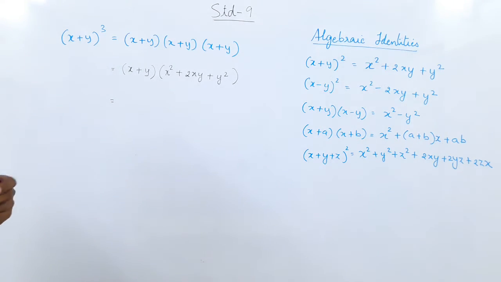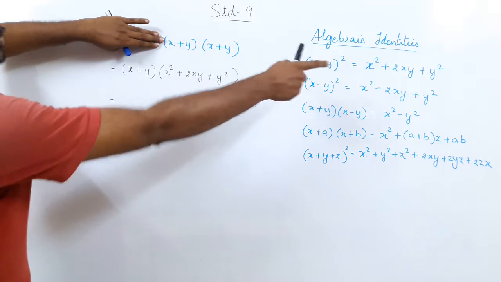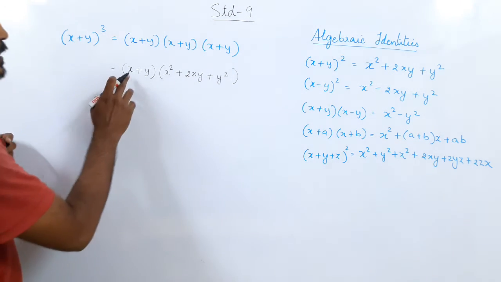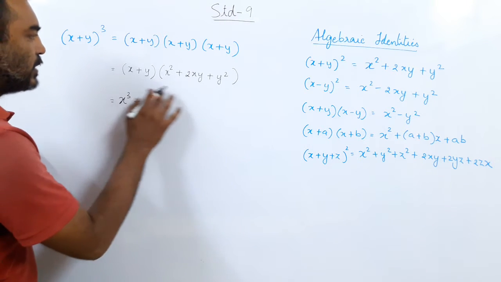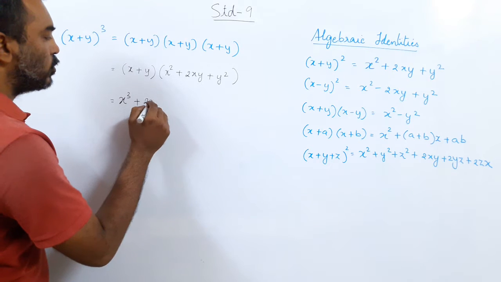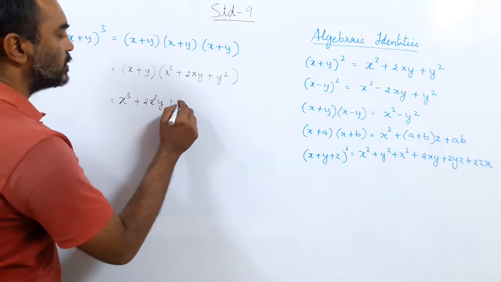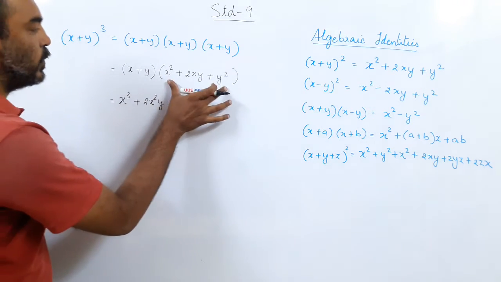So what we have done, the cube we kept separate, and 2x plus y the whole square we put down, and now all we have to do is expand. So let us begin. x into x, x cube; x into 2xy, 2x square y; x into y square, xy square. So these three are done. I have multiplied x with the whole bracket.